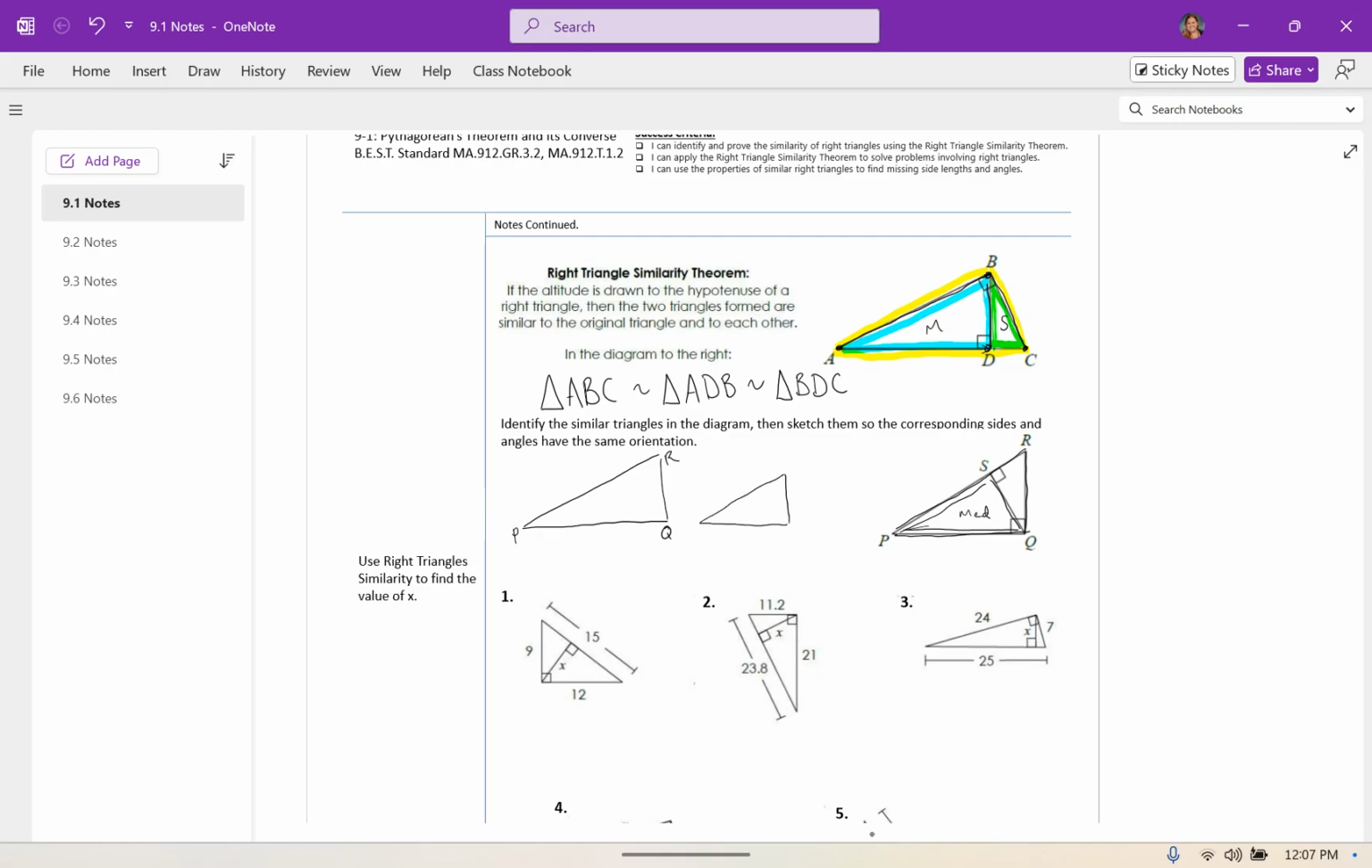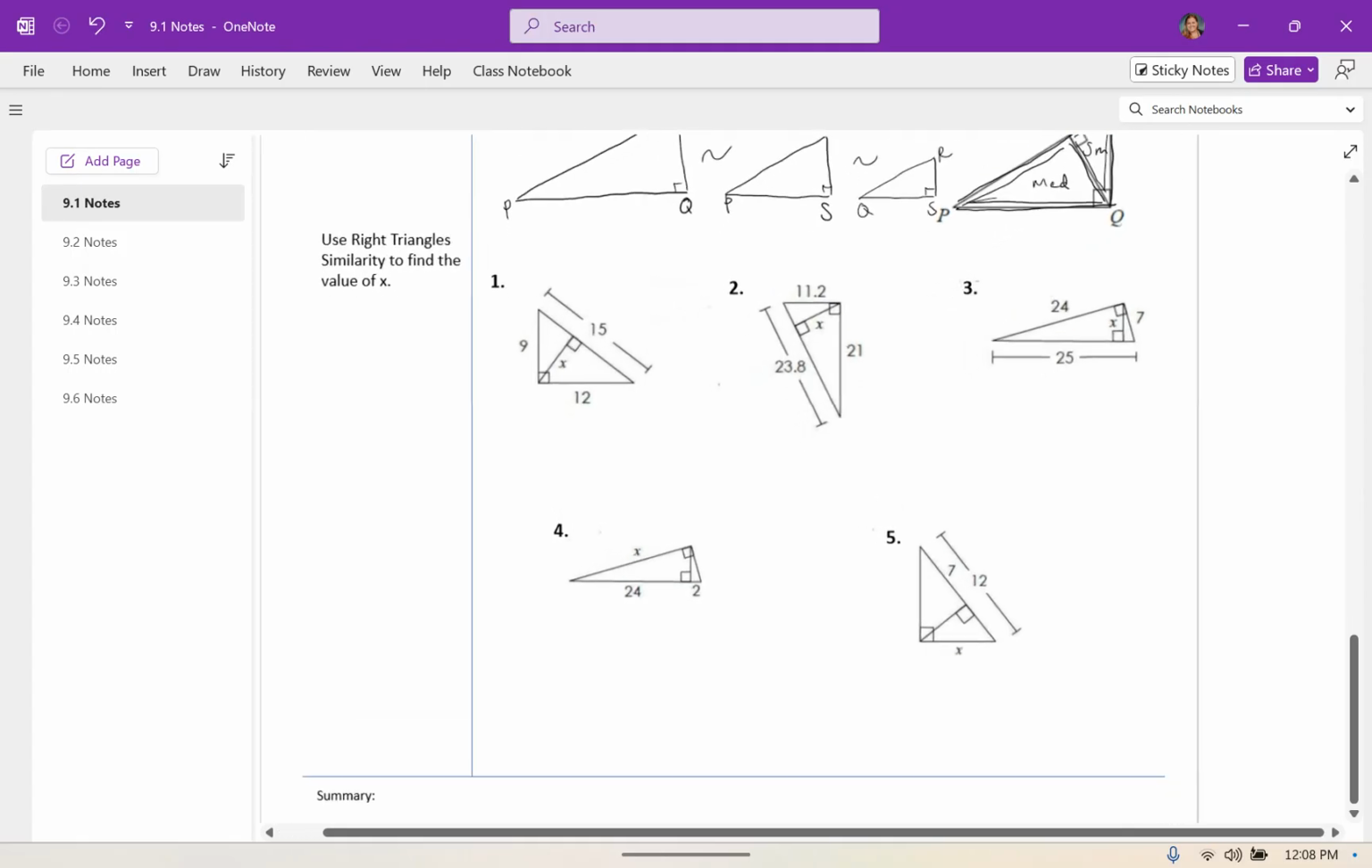The medium triangle should have the same orientation. So P is the smallest angle, S is the right angle, and Q is the larger angle, besides the 90-degree one. And then I have the small right triangle, where Q is the smallest angle, then S is the right angle, and R is the bigger acute angle. So that's how all three of those triangles are similar, and that is the symbol for similar.